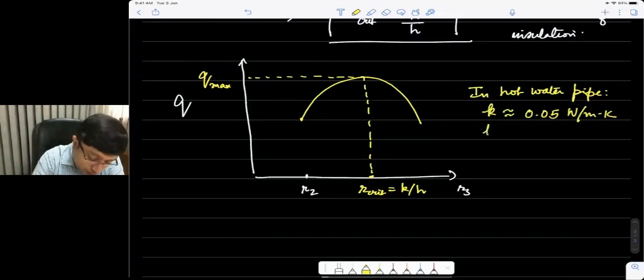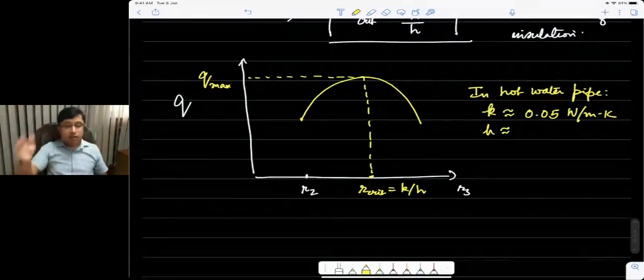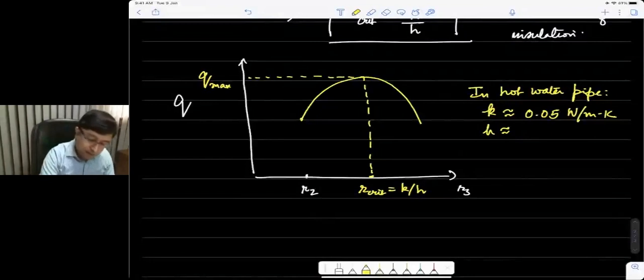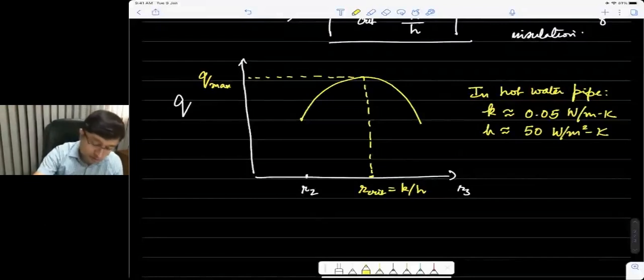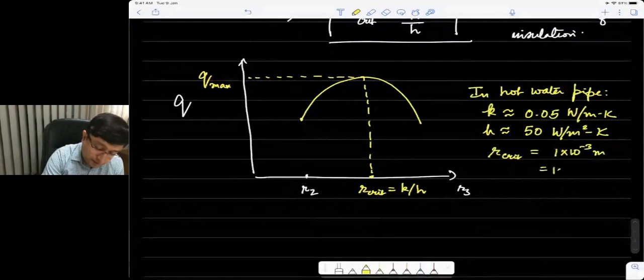And if you're looking at not flow of water, but rather, let's say, a surrounding air that can cool this water, there can be heat leakage from the hot water pipe to the surrounding air. So a typical value for the heat transfer coefficient that I can choose, maybe on the higher end, would be about 50 watt per meter square Kelvin. Just to choose some values. So in this case, the critical radius of insulation will come out to be about 10 raised to minus 3 meters, which is 1 millimeter.